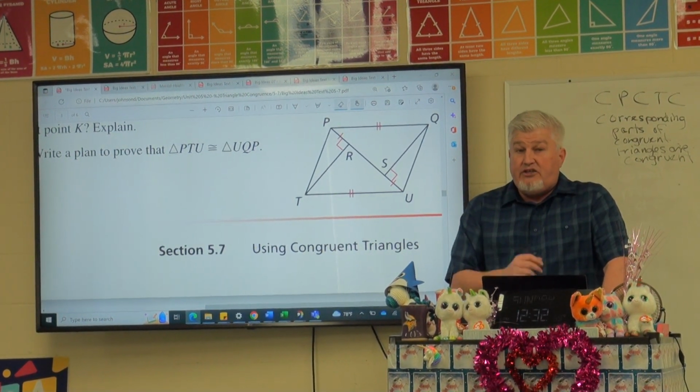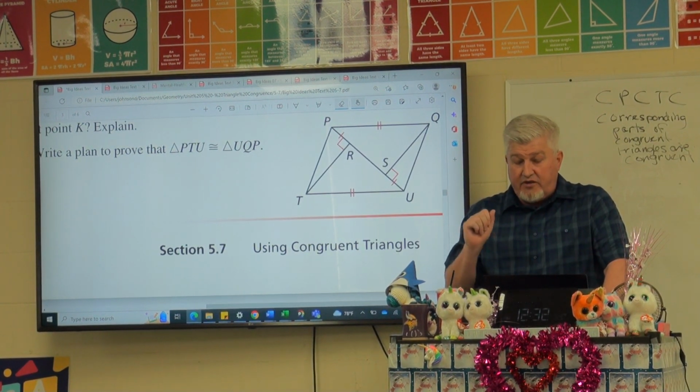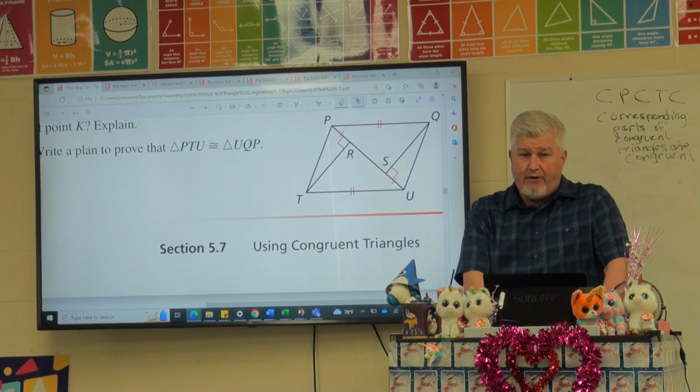Guys, I want you to try to work with each other, separate out the triangles if you need to, and try to work through this problem. Do that now.